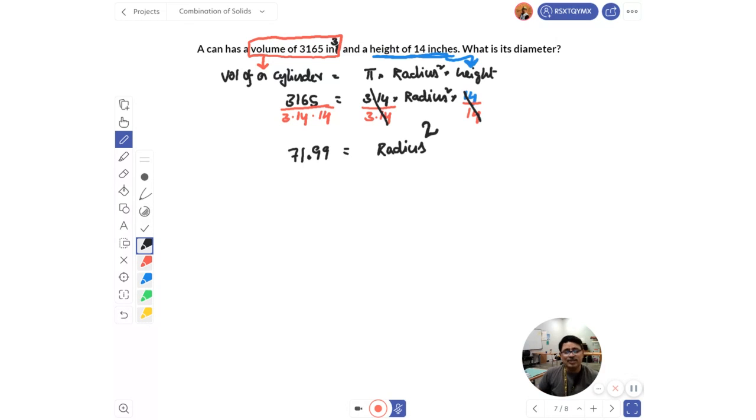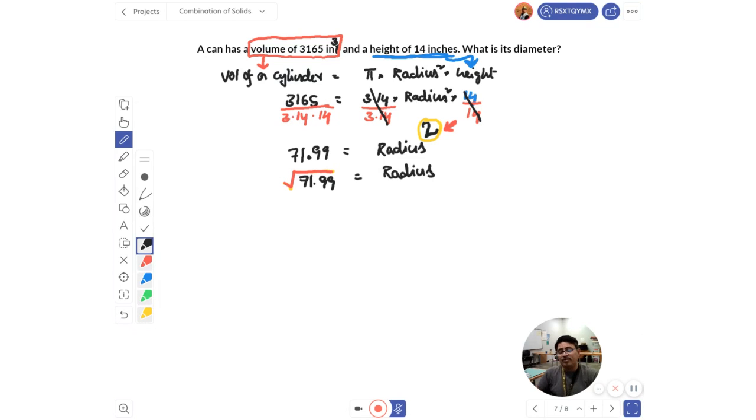I see that it is pretty close to 72. There is nothing wrong to round it to 72, or else you can take as 71.99. I hope you remember how to eliminate the square. If you want to eliminate the square on one side, on the other side you have to compute the square root. So, square root of 71.99, that's the radius value.